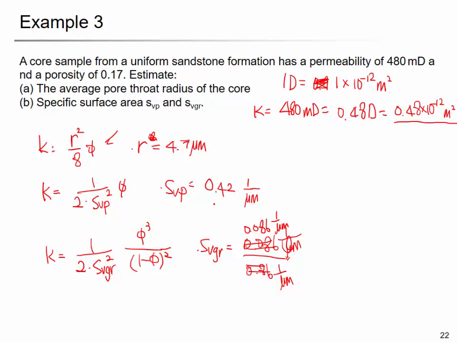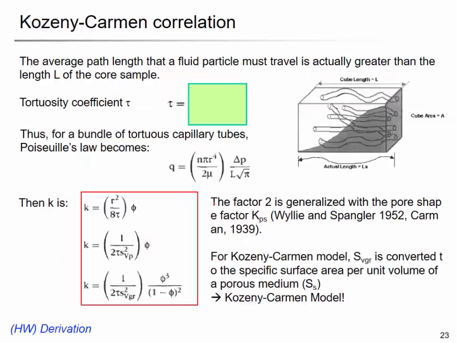Okay, let's move on. And then, so far we considered this straight tube, right? A bundle of capillary tubes which are straight, but in the rock core or this porous media, this flow path is very curvy, right? It's tortuous.